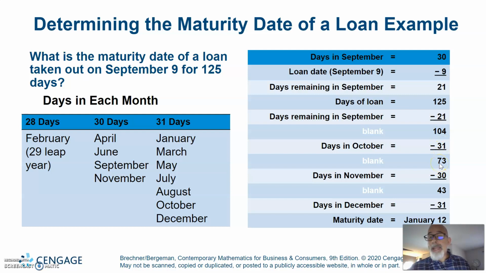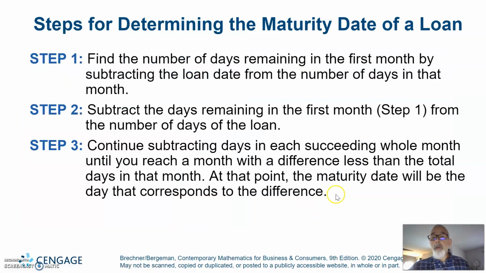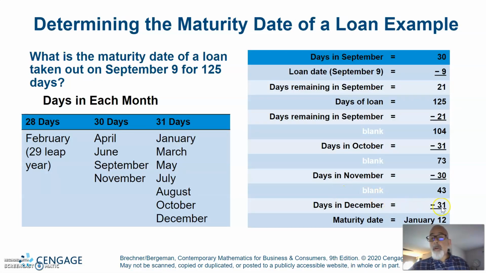So now I've got to go on to the month of November. When I look at my chart over here, November has 30 days. So now I subtract 30 off 73, which gives me 43. I'm still bigger than 31. So the next month is December, and that's going to give me 12 remaining days. So that's going to push me directly into January. So again, this is the premise of how we want to figure out the maturity date.